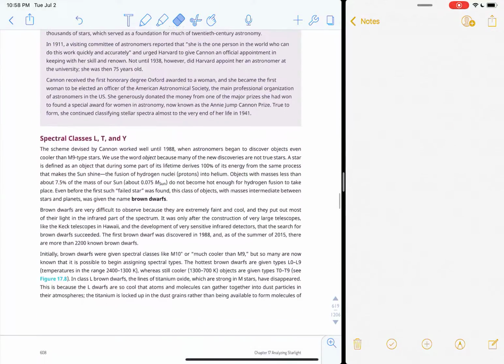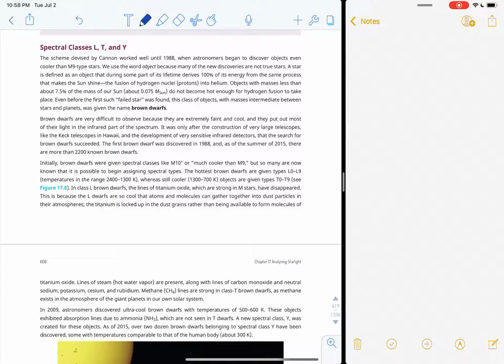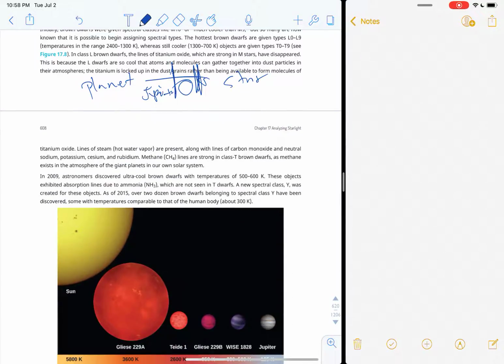So spectral classes L, T, and Y are for brown dwarfs. If you're about 8% the mass of the sun or less, you don't get hydrogen fusion. And if you don't have that, you don't get a full star. So we can sometimes call brown dwarfs failed stars. You've got everything from a planet all the way up to a star, and in between, right between Jupiter and the smallest stars, are brown dwarfs. If Jupiter was a little bit bigger, it could be a brown dwarf. If Jupiter was about 80 times more massive, it could be its own star.